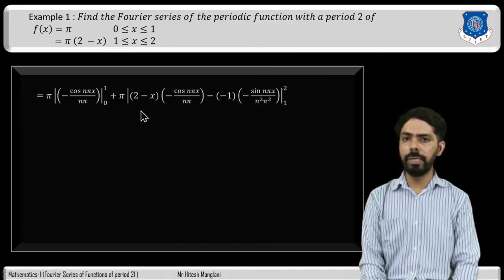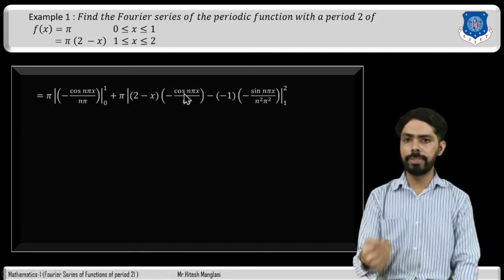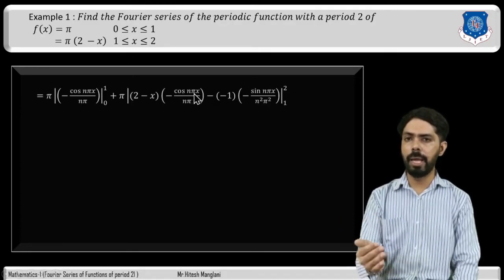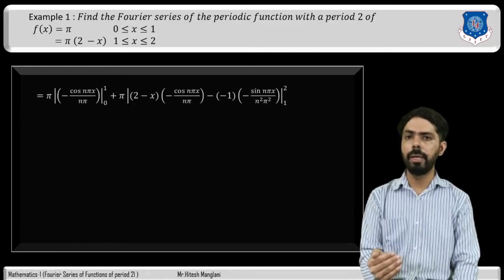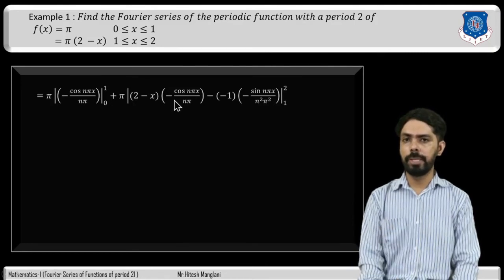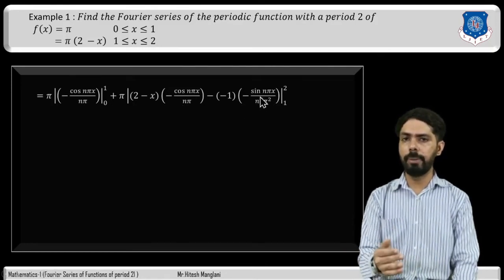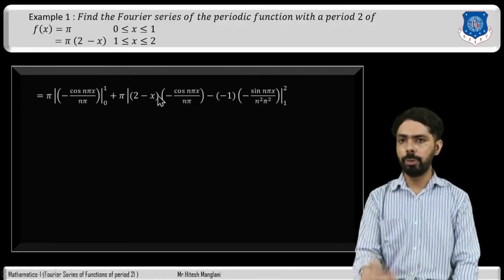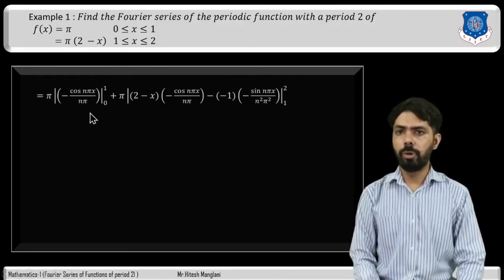Now we will take integration of this bracket. So integration of cos theta is sine theta. So integration of cos n pi x will be sine n pi x divided by n pi, because coefficient of x is n pi. So n pi into n pi will be n square pi square. So here it will be minus sine n pi x divided by n square pi square, and limit will be from 1 to 2.